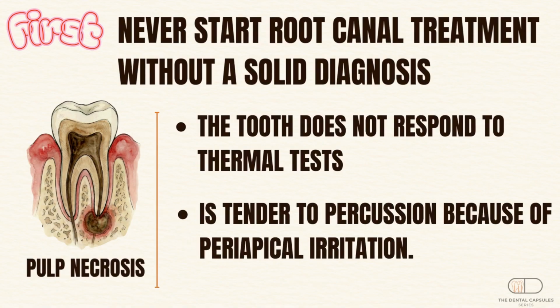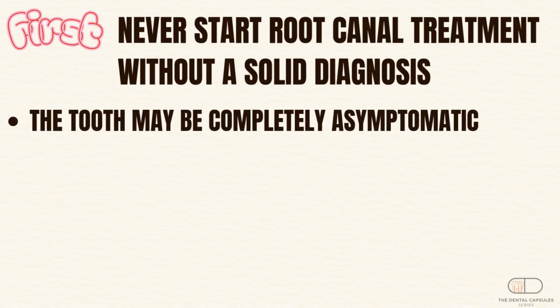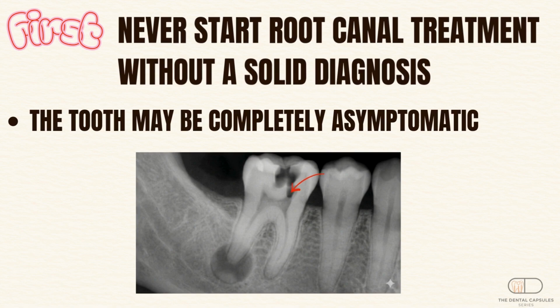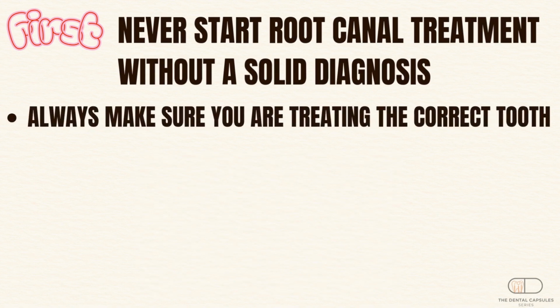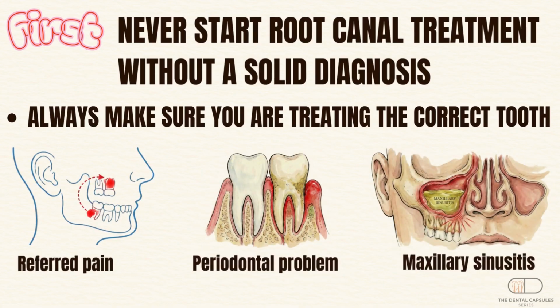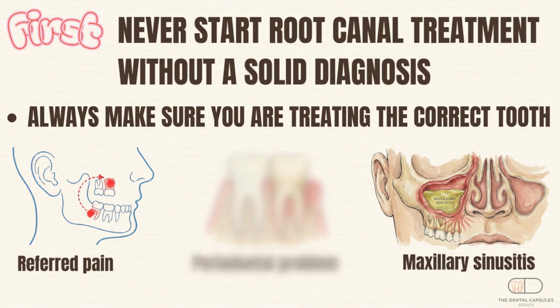of periapical irritation. Or the tooth may be completely asymptomatic, but the radiograph shows deep caries approaching or involving the pulp chamber. Always make sure you are treating the correct tooth. Referred pain, periodontal problems, or even maxillary sinusitis can easily mislead you into starting treatment on the wrong tooth.